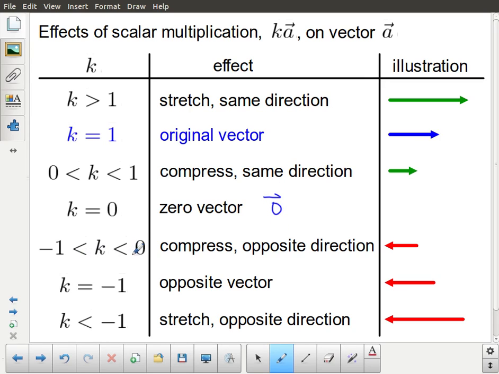Here I have a compression. I'm dealing with a small number, but I'm dealing with a small negative number. So here's my original vector. I've flipped the direction of it, but I've also made it shorter. If k is -1, there's no scale effect, there's just the reflection. And if k is a negative number but a larger negative number, not only do we have the reflection, but we have some scaling going on, some stretching going on.